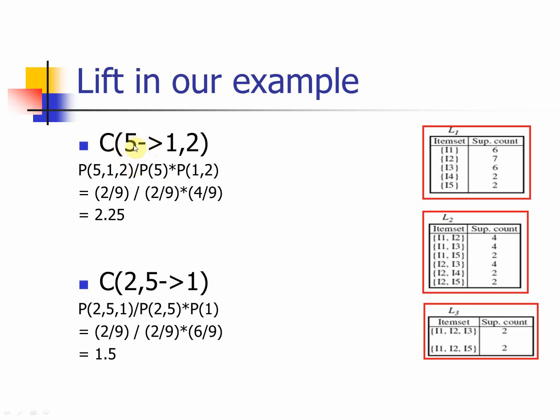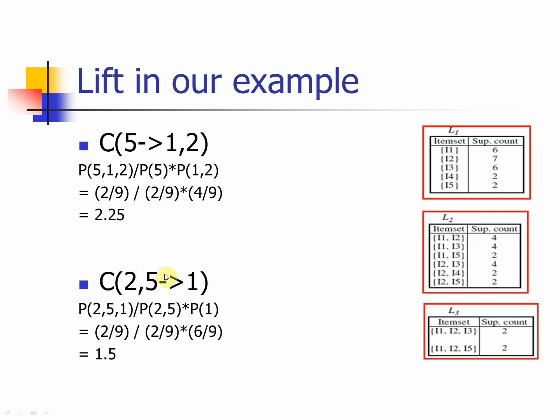C5, remember that item 5 occurs only 2 times, but every time it's been purchased, it has been purchased with items 1 and 2. To do that, we can see the probability of 1, 2, and 5 being purchased together, which is 2 out of 9 times, divided by P(5), the number of times 5 has been purchased, 2 out of 9 times. The probability of 1 and 2 is 4 out of 9 times, and that's why we actually get a very highly correlated rule over here. We will be able to do the same thing on C2, 5 to 1.